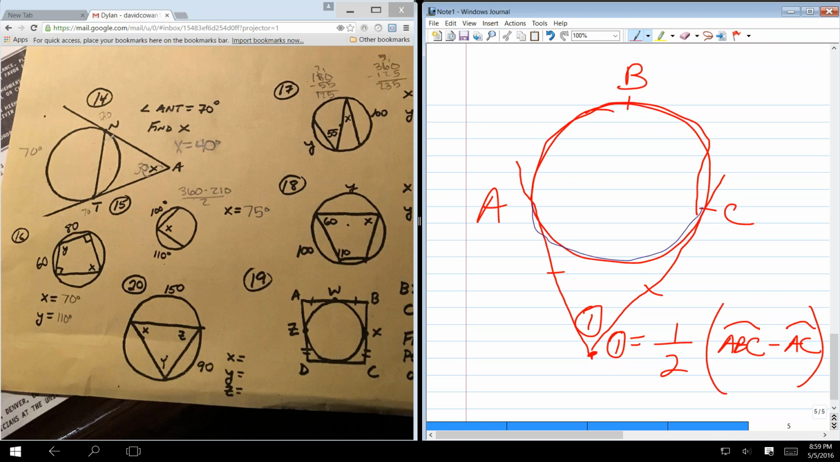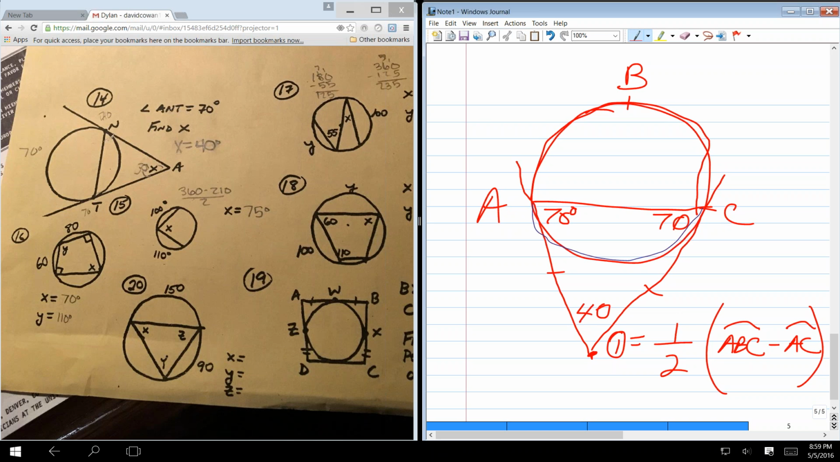They give us 70 degrees is ANT. They connect those. So they're saying that's 70 degrees. Well, since this is an isosceles triangle, what's this angle over here? If that's isosceles, that also has to be 70. What's angle 1? So 180 minus 140 just has to be 40. Cool.